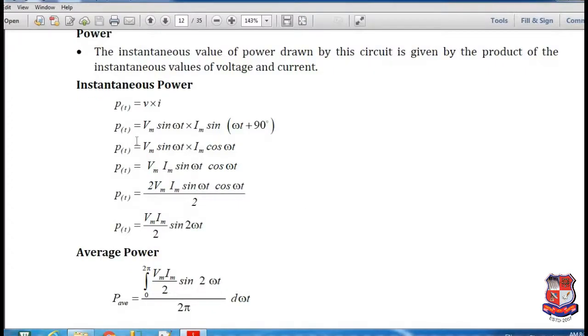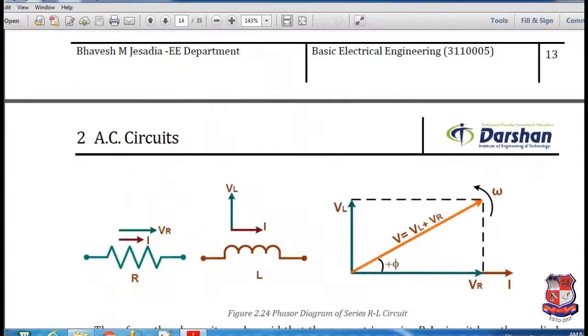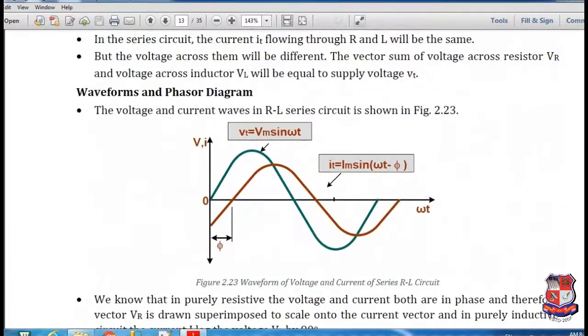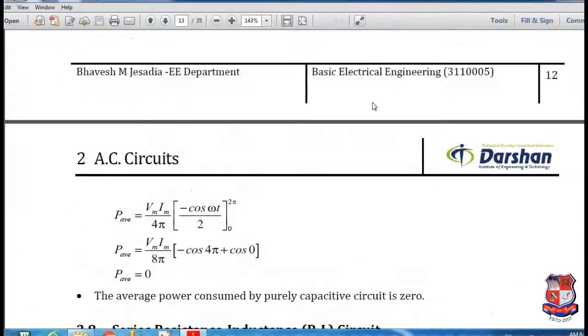Now we are going for the instantaneous power. p(t) = V into I, where V is Vm sin omega t, and I is Im sin(omega t + 90 degrees). If we resolve the equation, we get P average equal to 0. So the average power consumed by a purely capacitive circuit is equal to 0. So that's the completion of the purely capacitive circuit.